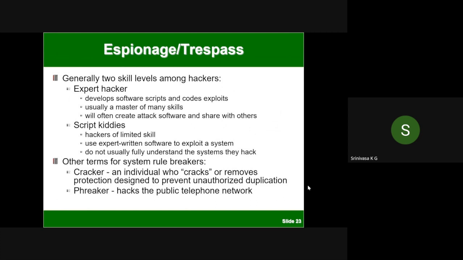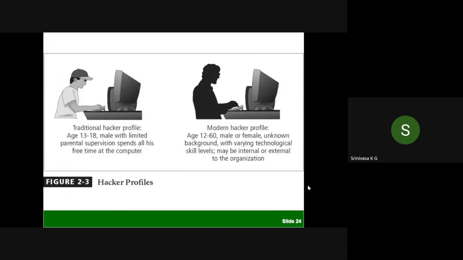The other terms for system rule breakers are cracker, an individual who cracks or removes the protection designed to prevent unauthorized duplication, and phreaker, who hacks the public telephone network. The traditional hacker profile is age 13 to 18, male, with limited parental supervision, spending all his free time at the computer. A modern hacker profile is around age 12 to 60, male or female, of unknown background with varying technological levels, maybe internal or external.